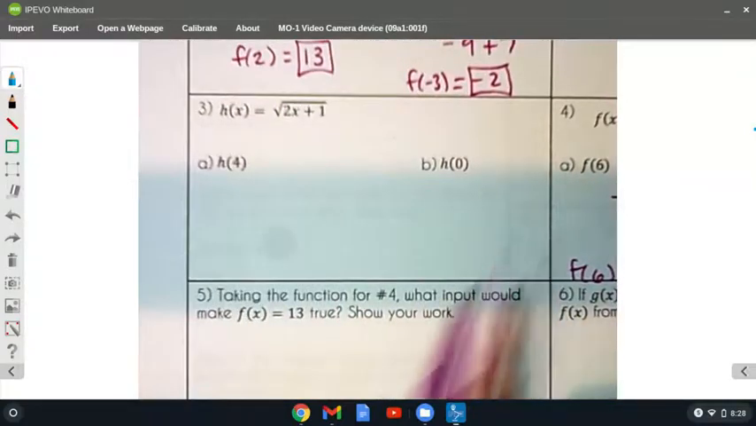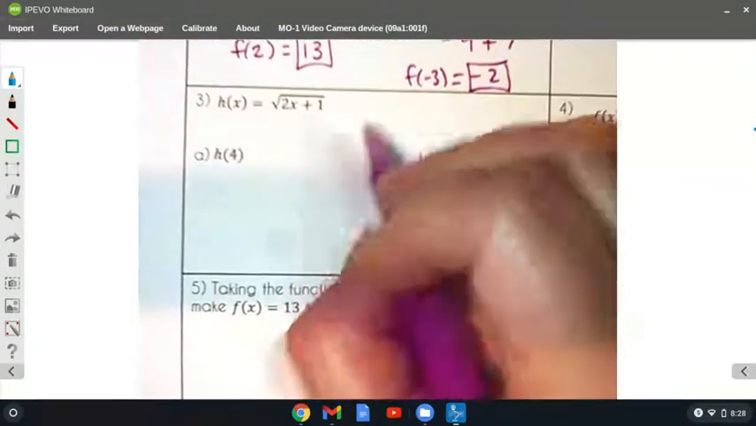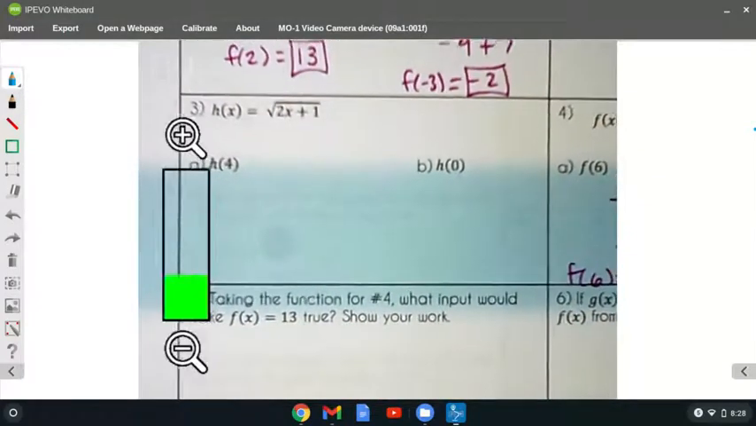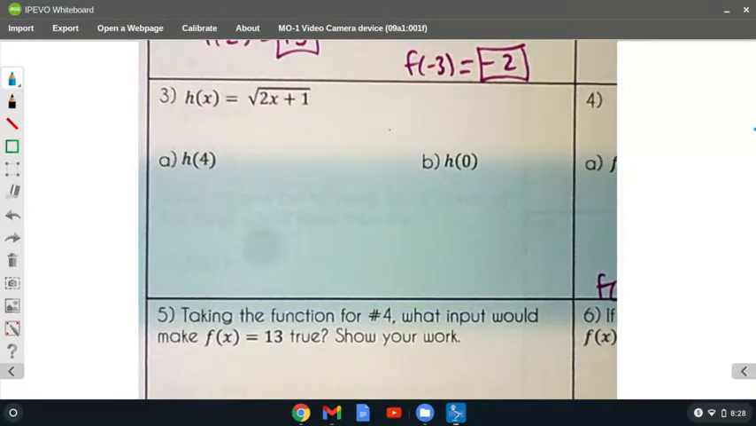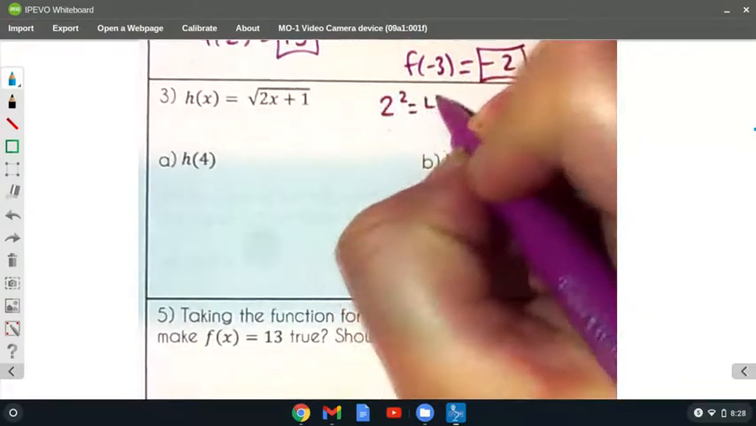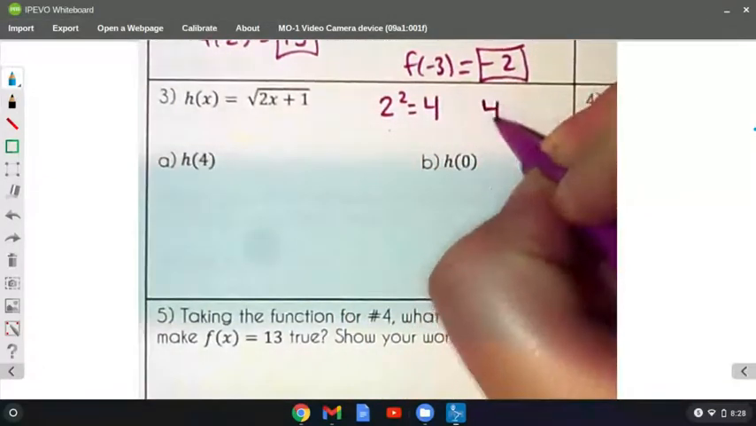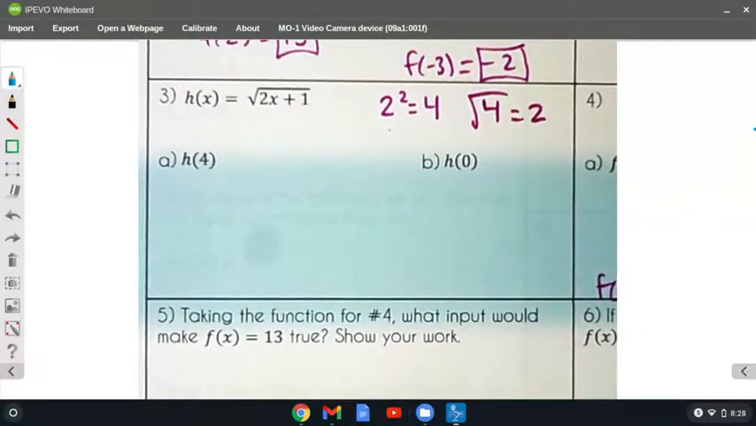Okay, now I'm going to jump over here. This one has a square root. Just so you guys know, you may have learned a little bit about this in 8th grade, but square root is pretty much the opposite of squaring something. So if I do 2 squared, that gives me 4. If I do the square root of 4, that gives me 2. So if I'm taking the square root of something, I'm asking what are 2 numbers that multiply to give me this number?